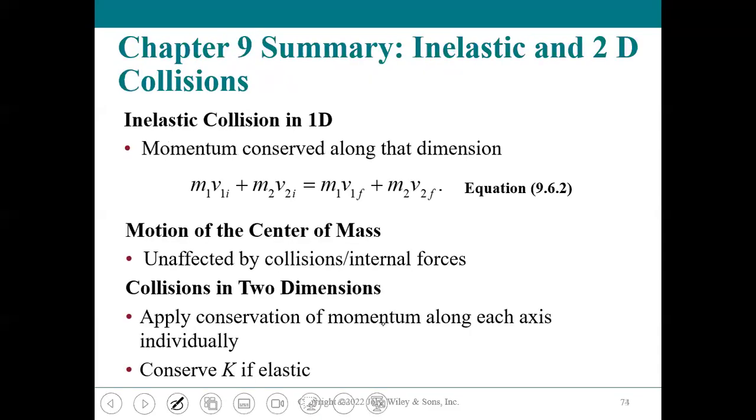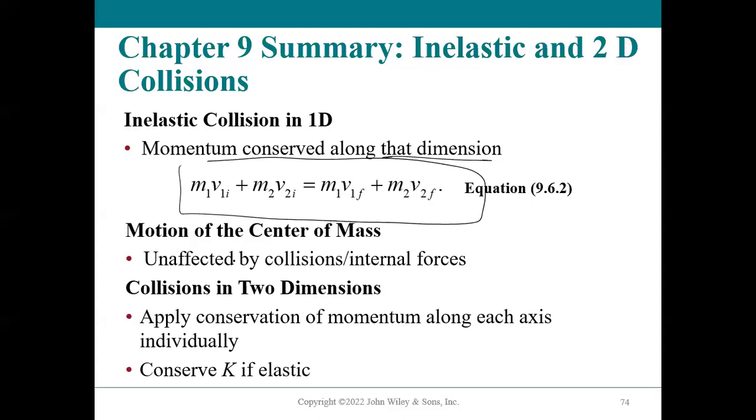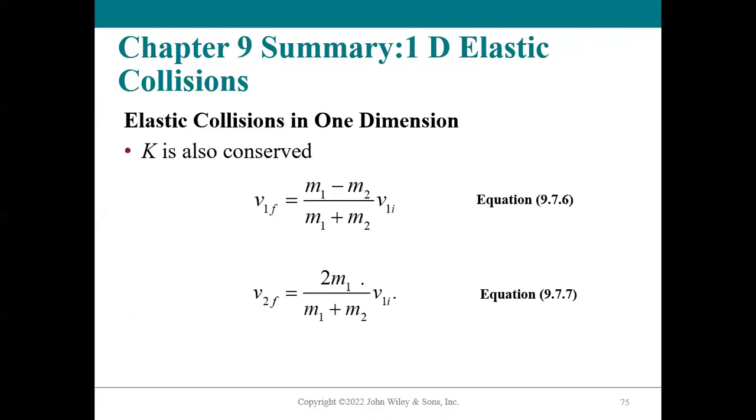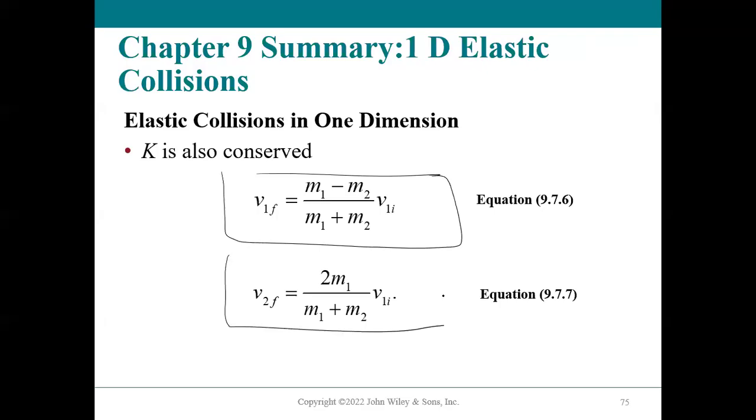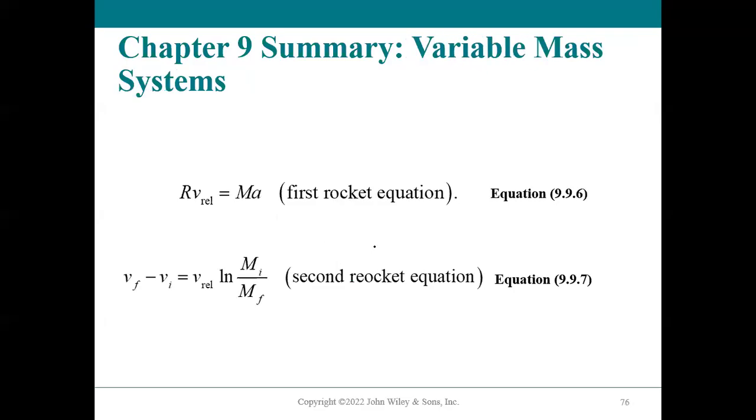For a 1D collision, initial and final momentum are equal, unaffected by collision and internal force. For a collision in two dimensions, we apply conservation of momentum along each axis, and conserve KE if elastic. And for an elastic collision in one dimension, K is also conserved. From this we get the final velocity of particle one and the final velocity of particle two. And this one is for the rocket variable mass system.